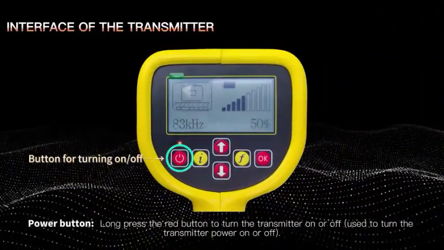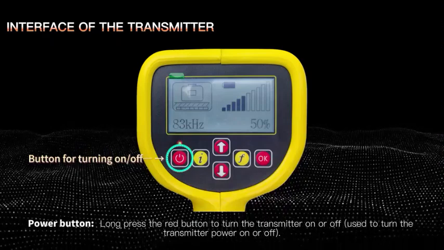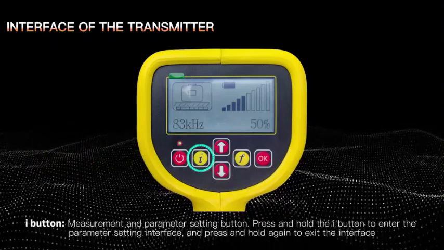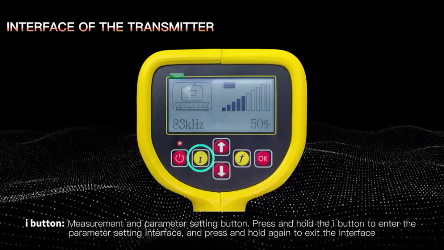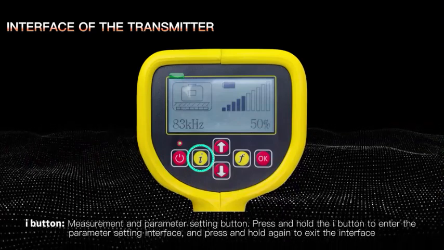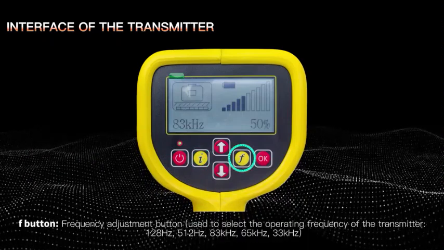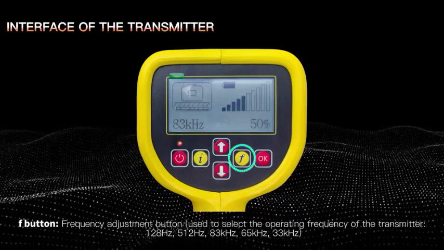Power button. Long press the red button to turn the transmitter on or off. Used to turn the transmitter power on or off. I button. Measurement and parameter setting button. Press and hold the I button to enter the parameter setting interface, and press and hold again to exit the interface. F button. Frequency adjustment button. Used to select the operating frequency of the transmitter.